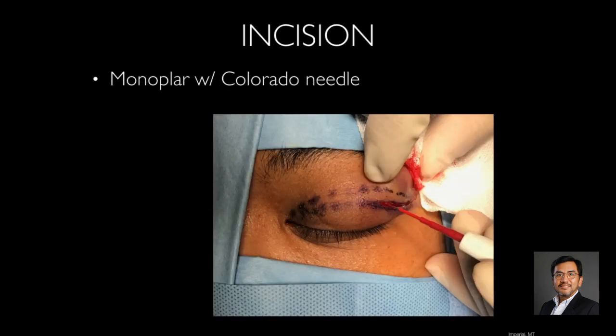At present, I prefer to use monopolar cautery with a fine Colorado needle or Elman radiofrequency, whichever is available. The sweeping motion of the instrument would create a fine incision with the advantage of less bleeding in the surgical field. In the present situation, we would probably limit the use of this instrument because of the fumes that it may produce.